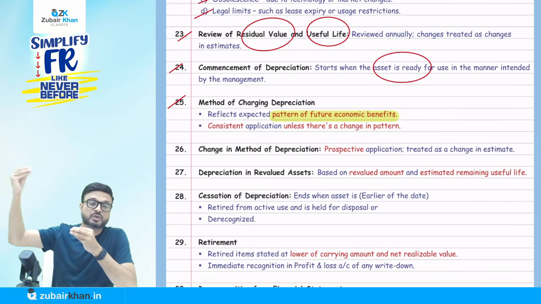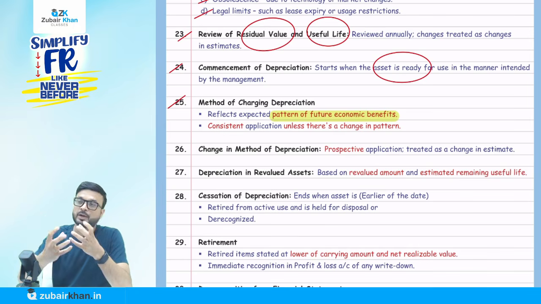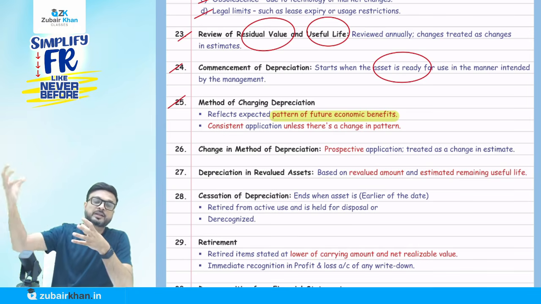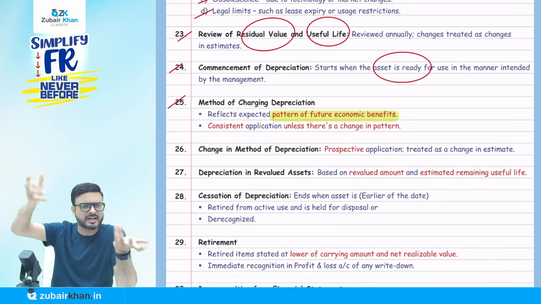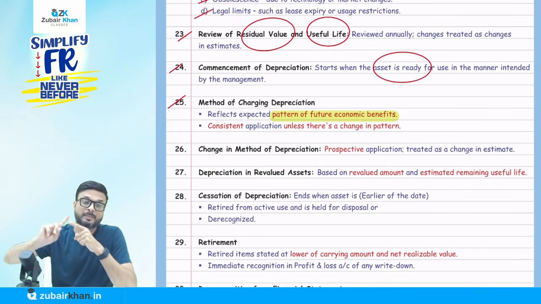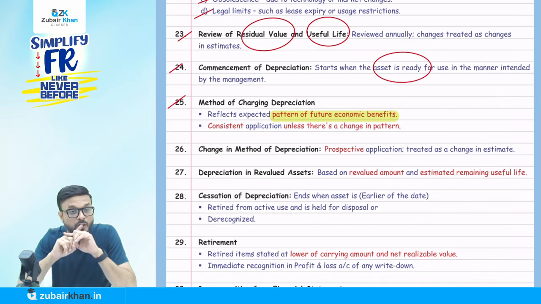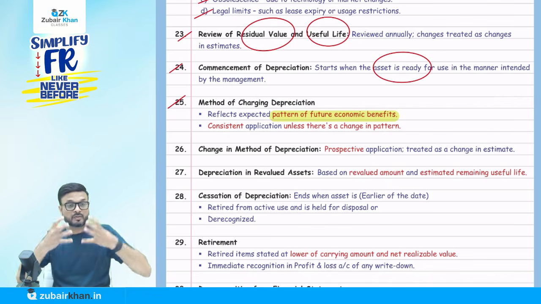If there is a change in future economic benefit, for example, I am expecting that this particular machine is going to help me do the production of 20,000 units every year over a period of 5 years, I will say charge by the SLM method. But if the future economic benefit changes, my method of depreciation is also going to change. That's why a change in method of depreciation, we don't call it a change in accounting policy, we call it a change in accounting estimate.